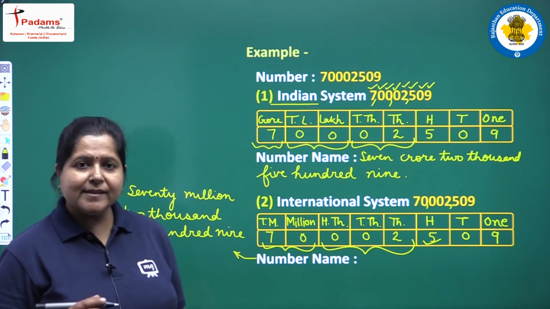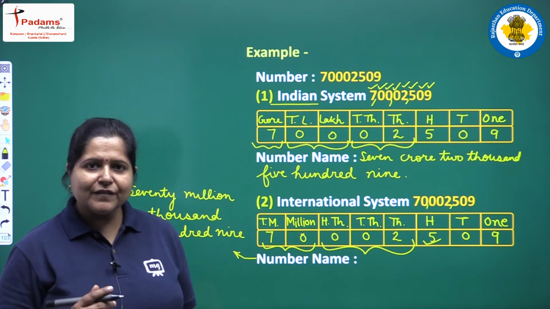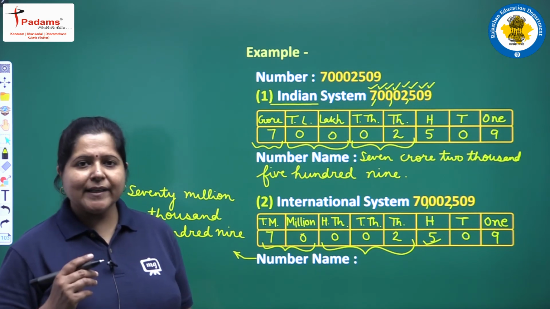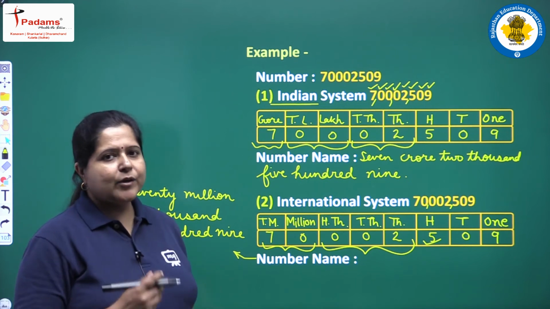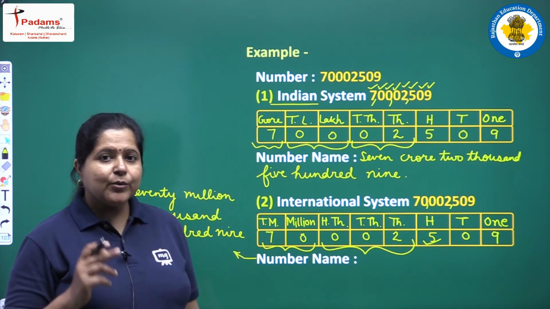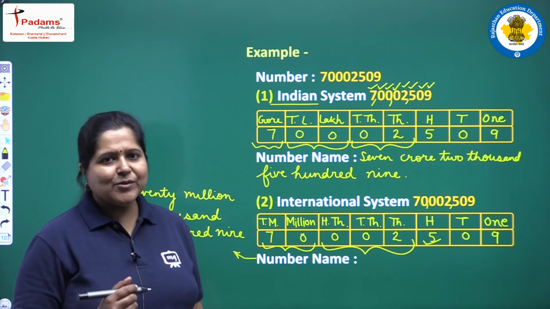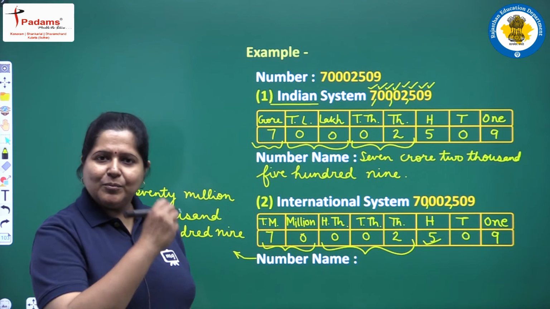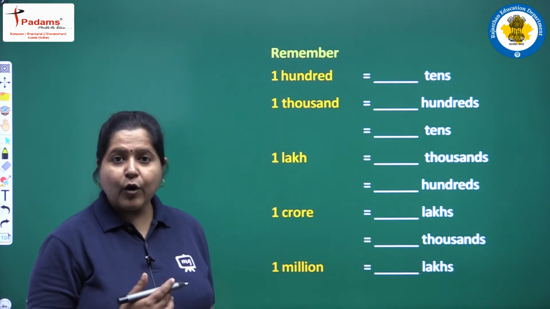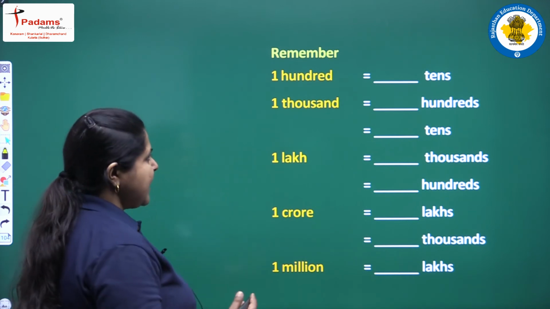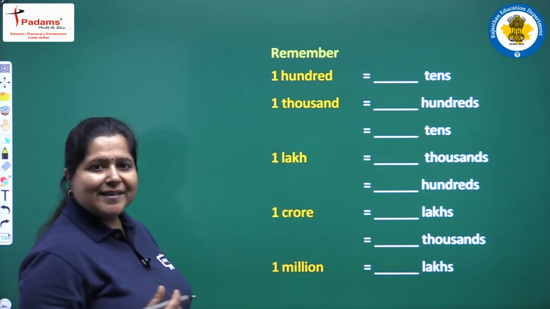I hope both the systems of numeration, Indian as well as international, both of them are clear to you, and you can easily now write the number names, insert the commas according to the two systems. Now you can take your own large numbers and insert commas, try to write their number names according to both the systems. Next, let us take some important facts involving these place values. We have the place values. Now we will be taking up the relations between them.